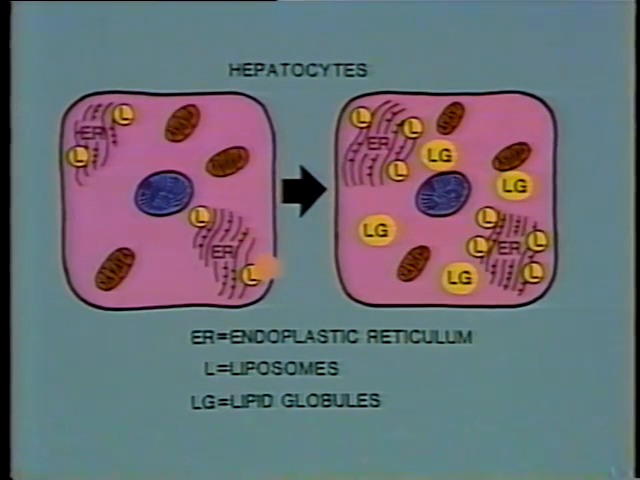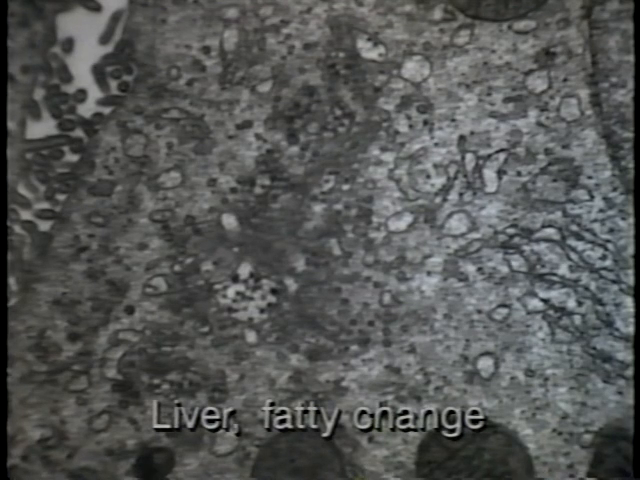The lipid first accumulates as liposomes, which are membrane-bound structures probably derived from endoplasmic reticulum. These liposomes later transform into non-membrane-bound droplets of neutral fat that coalesce into larger and larger lipid globules. Examining an electron micrograph of a rat liver cell will give further insight into this phenomenon. Here is a bile canaliculus between two hepatocytes. Over here is the edge of a nucleus. Here are a few mitochondria, and these structures are membranes of the rough endoplasmic reticulum.